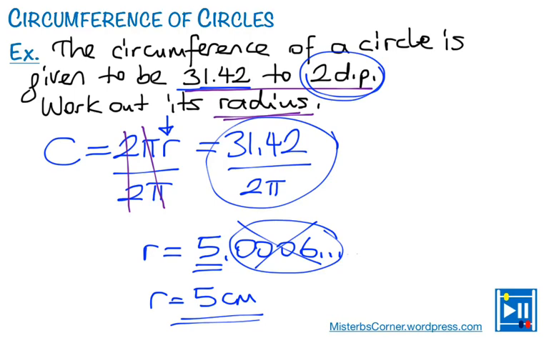So basically, I'm just solving an equation here. I have to get rid of the 2 pi, so I have to divide both sides by 2 pi and end up with the radius.